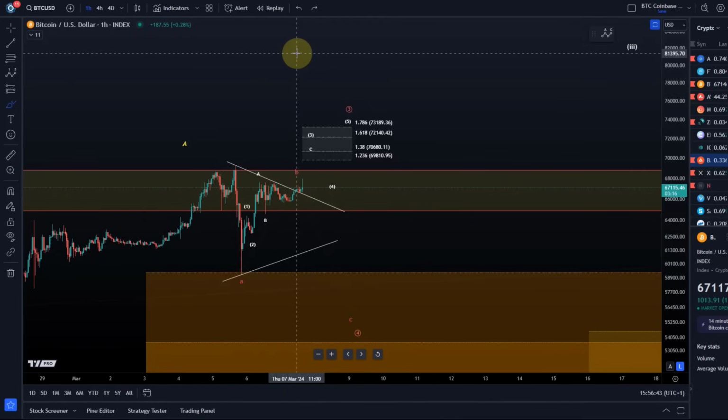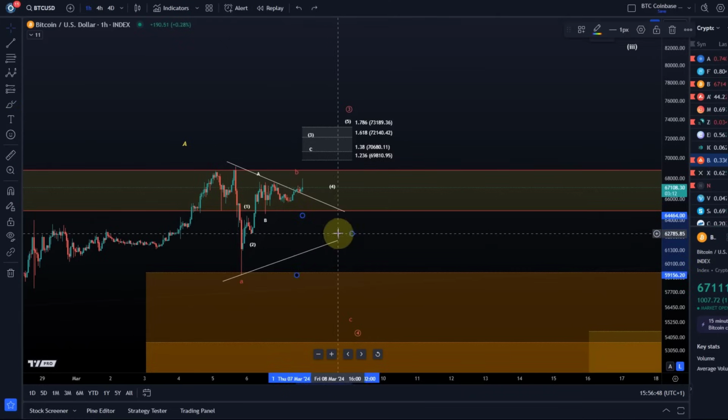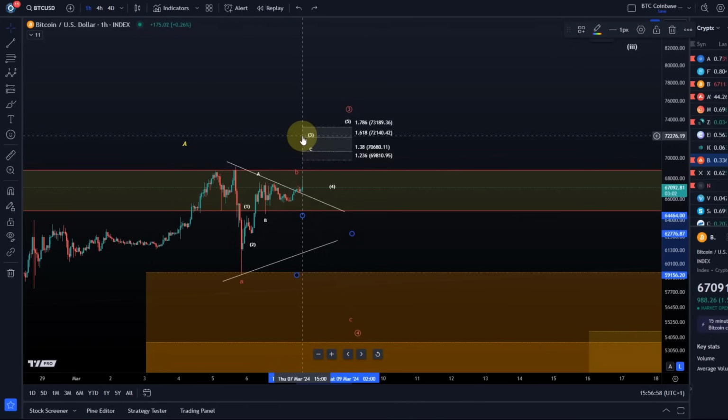So what I normally want to see and need to see is for a third wave, which is this one, I need to see minimally 69,810, but ideally 70,680 plus. Then we should get a wave 4 and a wave 5. Okay, so that wave 4, we haven't even completed wave 3 as it seems.